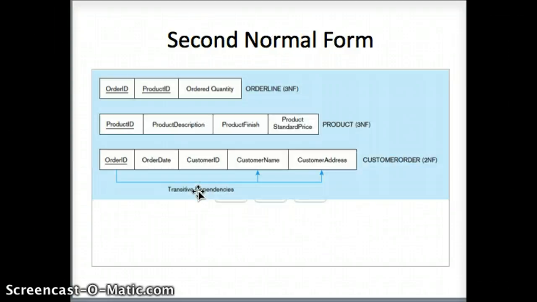Second normal form is a relation in which no non-key attribute is functionally dependent on part but not all of the primary key. In this example, the entire key must define every non-key attribute, not only part of the key, and there is no partial functional dependency. So this diagram shows the second normal form.